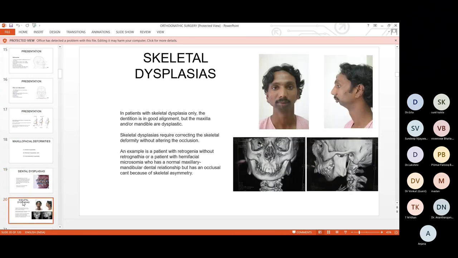Now, the skeletal dysplasias are the ones where we come into the picture. In patients with this type, the dentition is in good alignment, as you can see here. However, the mandible or the maxilla may be dysplastic or hypoplastic, depending on the case. Here it is a case of craniofacial microsomia, and you can see the hollowness on the left side, whereas the normal side is on the right side.